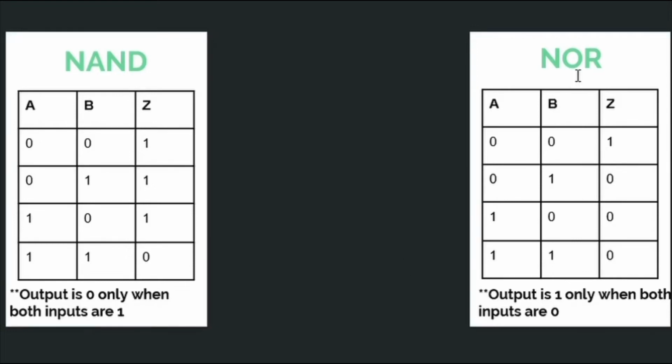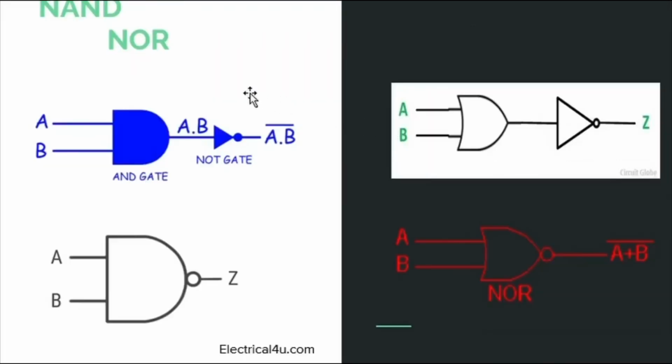As for the NOR, we did the same thing. We took the output of the OR, which was 0, 1, 1, 1, and we reverted it. So it became 1, 0, 0, 0. And the corresponding sentence for NOR is that the output is 1 only when both inputs are 0, as you can see here. Okay, so let's go to the symbols.